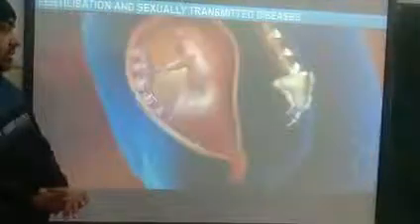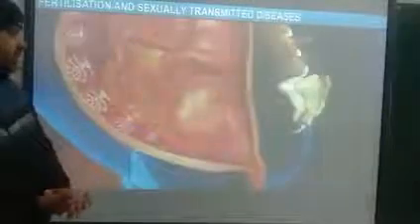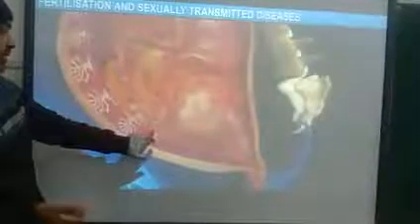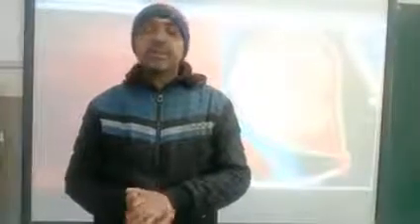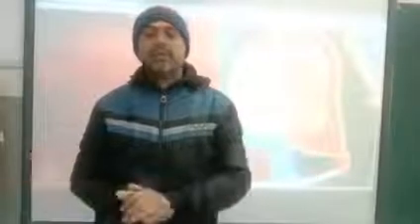The development of the child inside the mother's body takes approximately 9 months. This is the 9-month period in which the baby develops in the mother's womb, and this period is known as the gestation period. The gestation period is the period in which the baby develops in the mother's womb, and in human beings it is approximately 9 months.